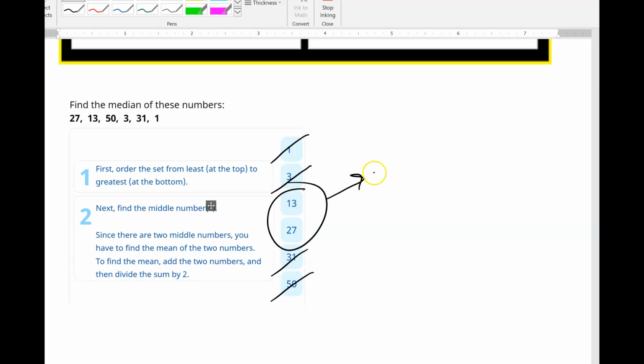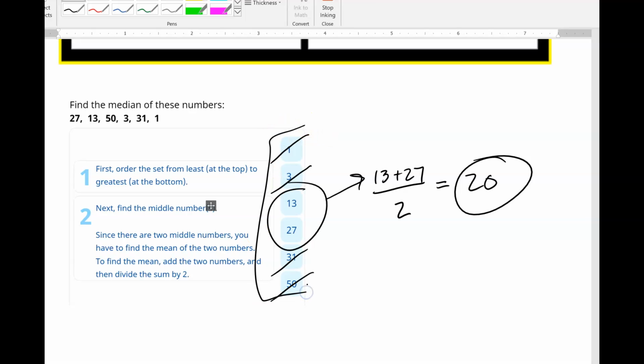You're going to add them together, so 13 plus 27, and then you're going to divide that by 2. Essentially, you're going to take the average of 13 and 27. So that's 40, and 40 divided by 2 is 20. So the median of that data set is 20, and you had to do that because you had an even amount, right? You had 6 total values here, so therefore you had 2 numbers in the middle.